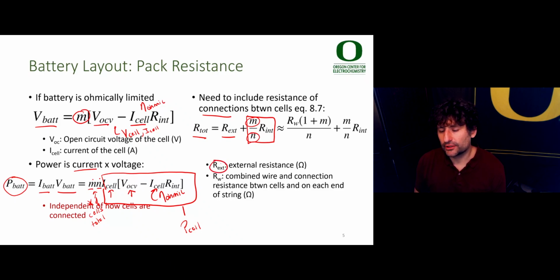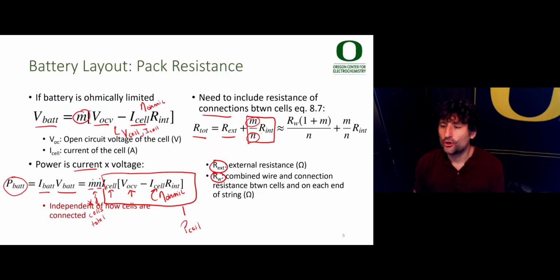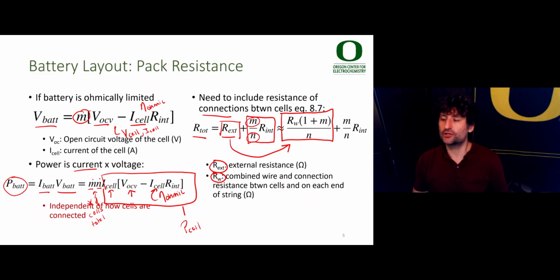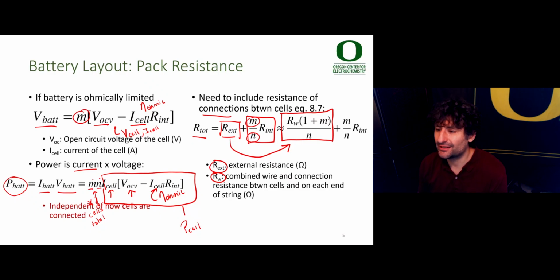Here we're defining the total external resistance. We're also going to define Rw. Rw is the combined wire and connecting resistance between cells and on each end of the string. And we can go back to this diagram and consider what this is. You can think about having R internal inside each cell, and then Rw in between the cells, etc., down the length of the string. We can write R external here simply as Rw times 1 plus the number of cells in the string, because there's one extra Rw at the end of the string, one more than the number of cells in the string, and divided by N, the number of strings in your cell.